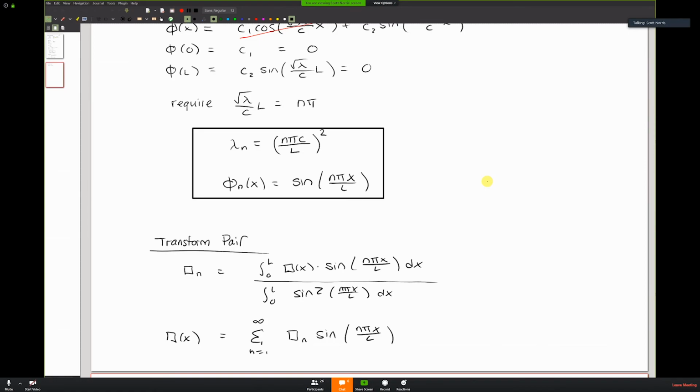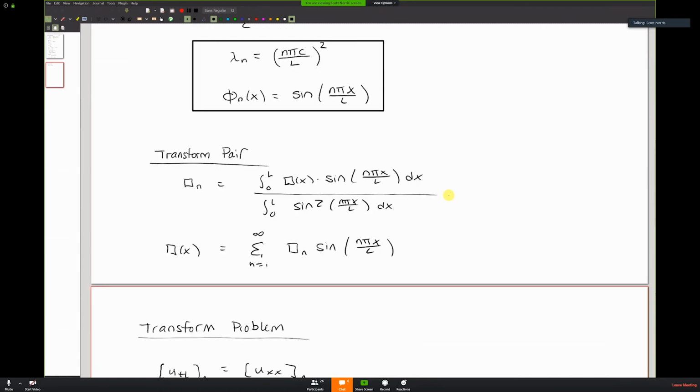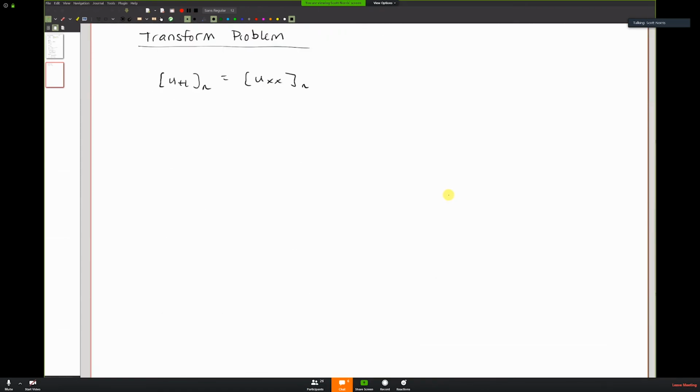All right, so here's our transform pair. Perfect. Go back. So I've got my partial differential equations that I have to take the transform of. And then I don't have to take the transform of the boundary conditions. They only occur at the boundaries, so they don't really depend on x. But those initial conditions depend on x, and so I need to take the transform of them as well.